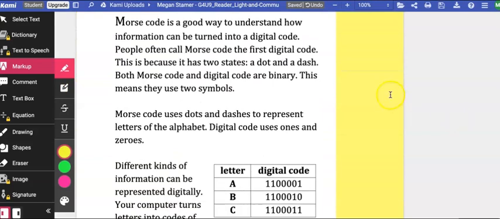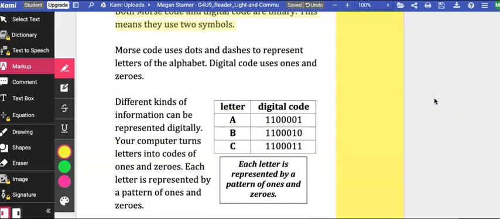Morse code is a good way to understand how information can be turned into a digital code. People often called Morse code the first digital code. This is because it has two states, a dot and a dash. Both Morse code and digital code are binary. This means they use two symbols. Morse code uses dots and dashes to represent letters of the alphabet. Digital code uses ones and zeros.